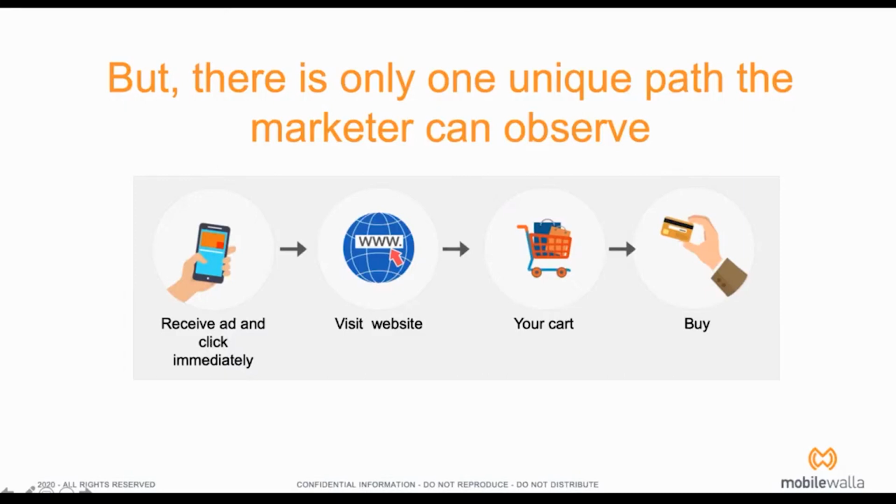But what happens on the marketer's side is that they can see actually one path. You receive an ad, you go to the website, you go to a cart, and you buy. It's very hard to see that you saw an out of home ad and went to a website and actually converted, right? So it's very hard to see conversion across different channels.